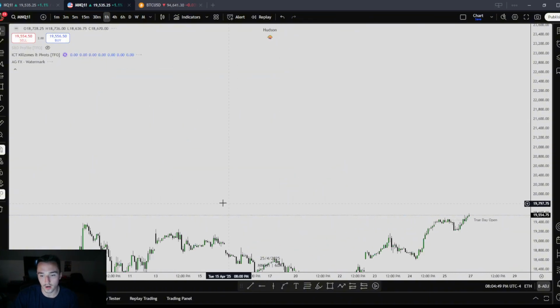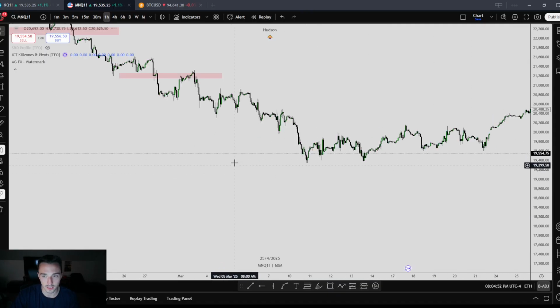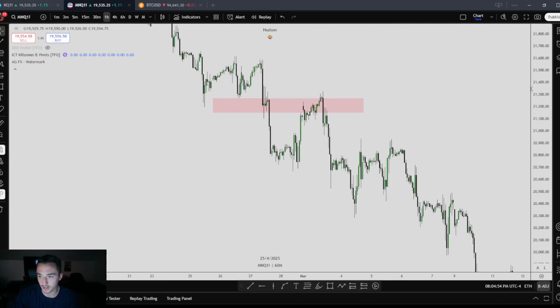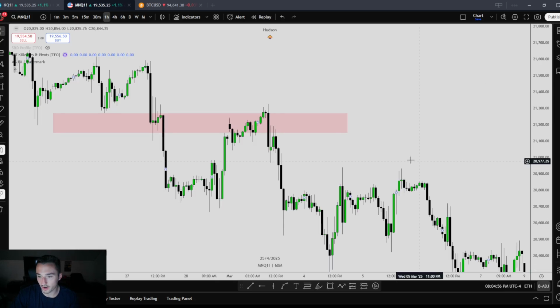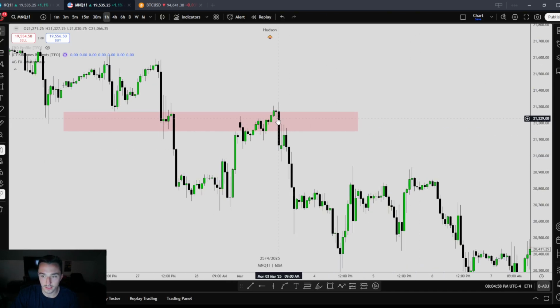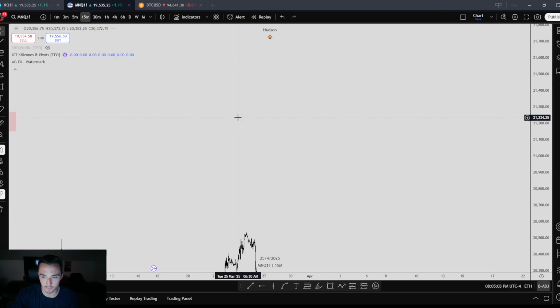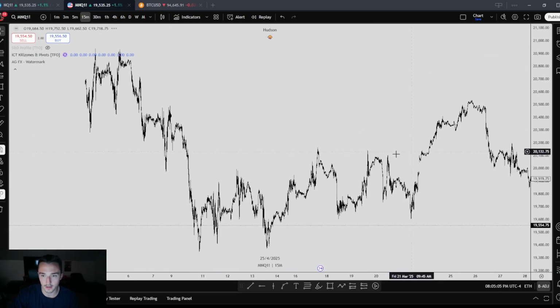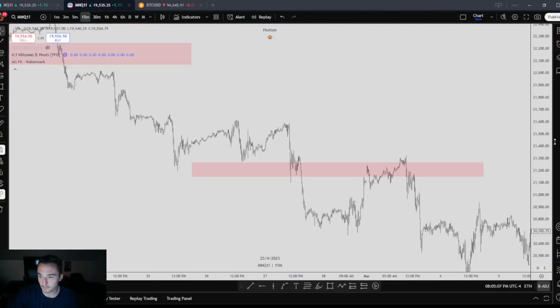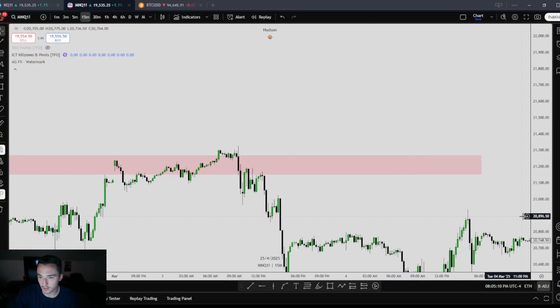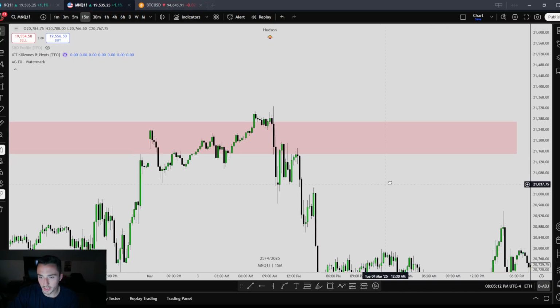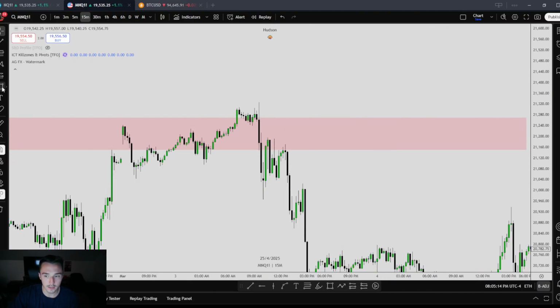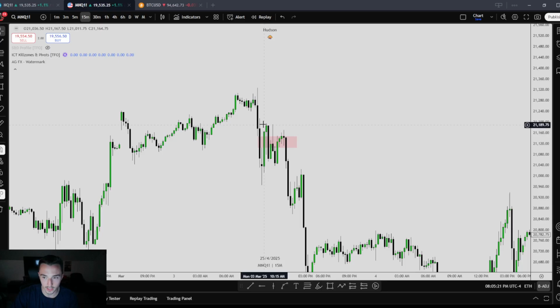Now, if we go down to the 1 hour, you can use this on every time frame. Right here, did this fair value gap break beneath a low? No. Let's go to the 15 minute. Did this fair value gap break beneath a low? Yes, it did. These lows right here were all broken through.